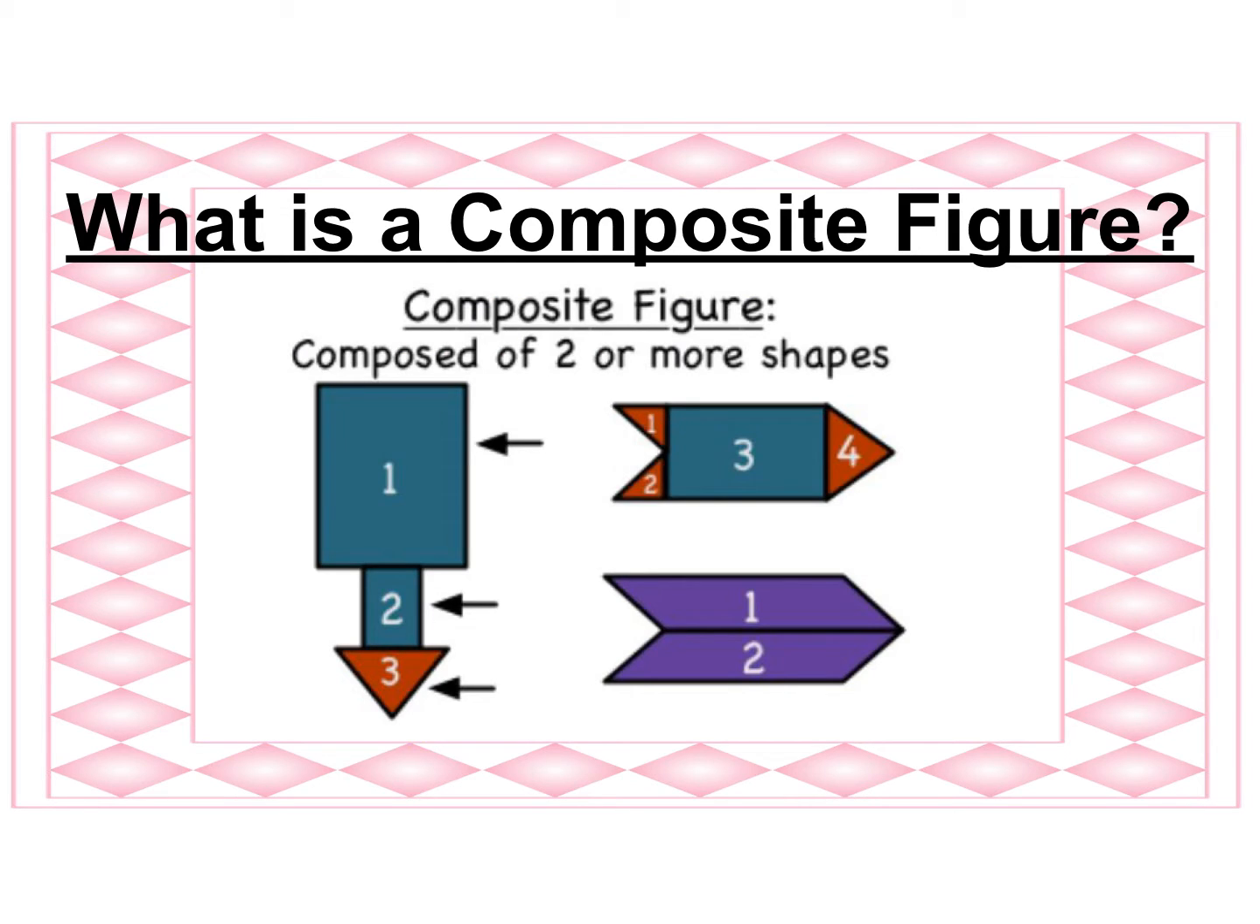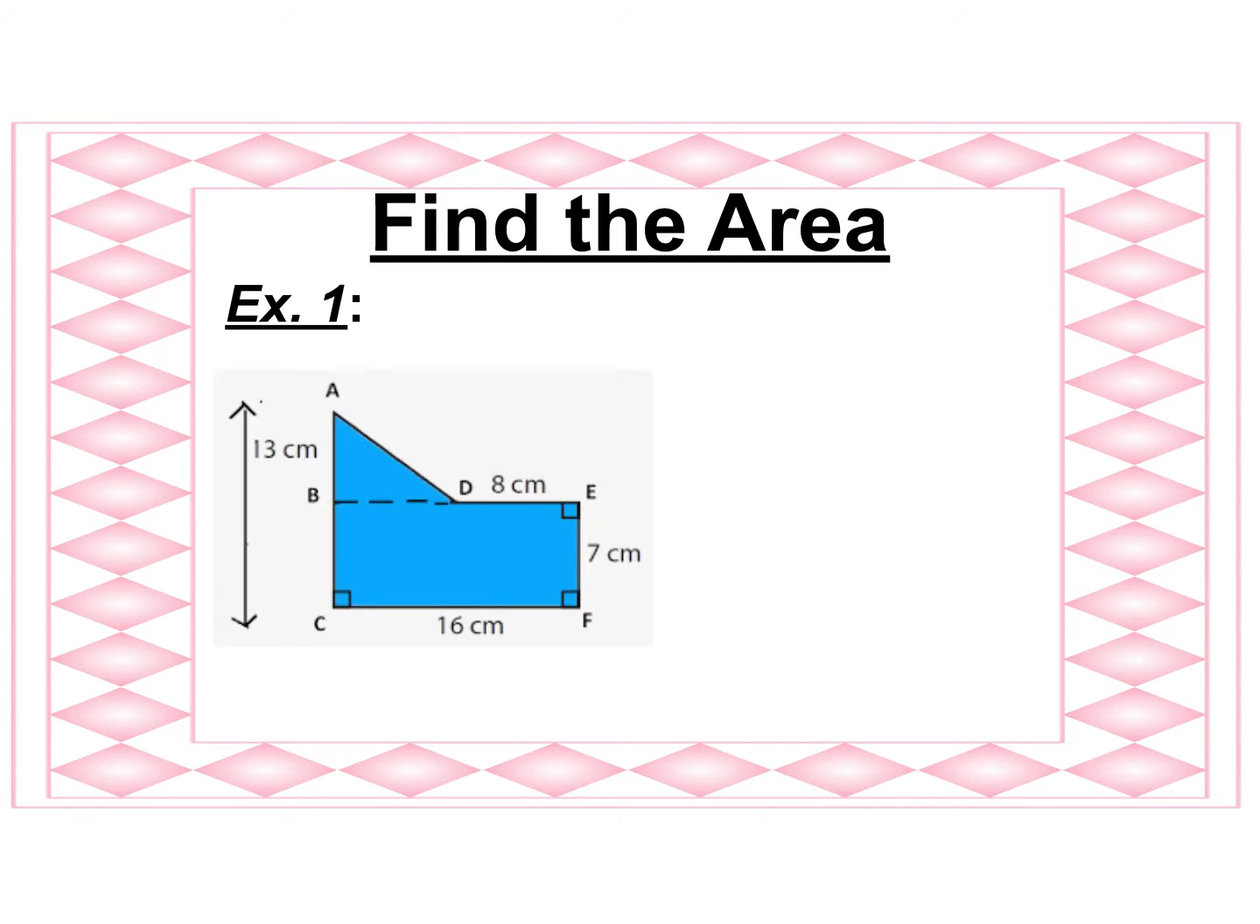So when you're finding the area of them, you'll find the area of all the different shapes. So find the area of shape 1, shape 2, and shape 3, and then you're going to add them together. So let's take a look at this. And I see a rectangle and a triangle.